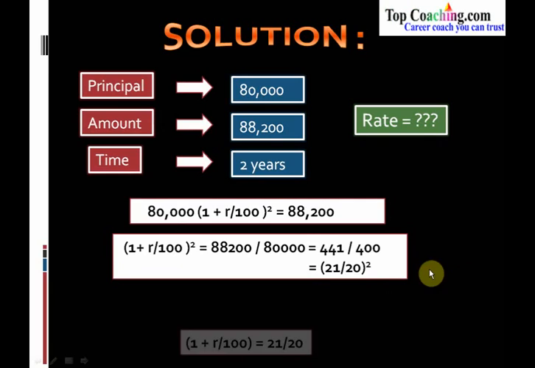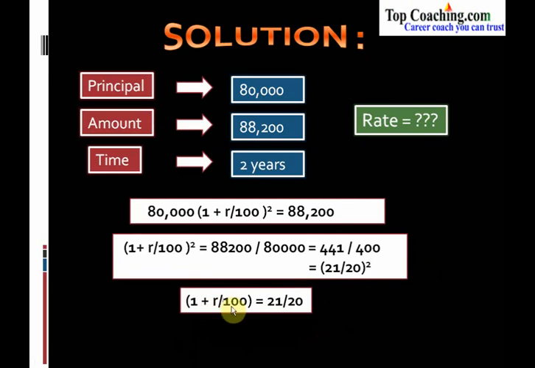Taking the square root on both sides, what do we get? We get 1 + R/100 = 21/20. So R/100 would be equal to 1/20, and so what we get? R = 5%. Thus the rate of interest in this very case comes out to be 5%. So simply using the formula of compound interest, we have solved this problem very easily.